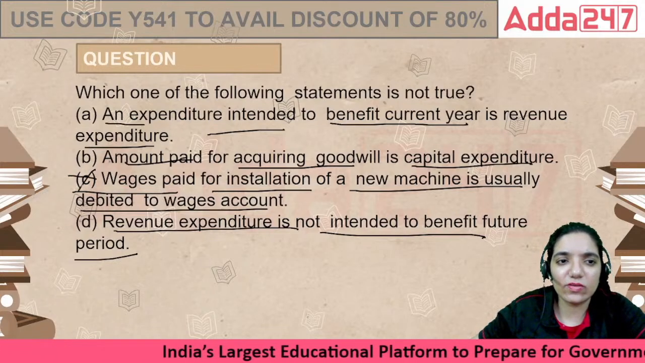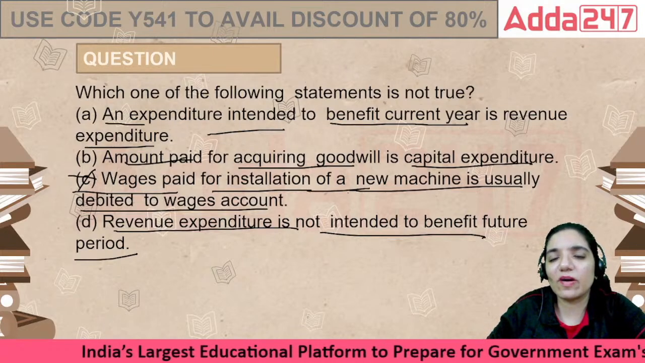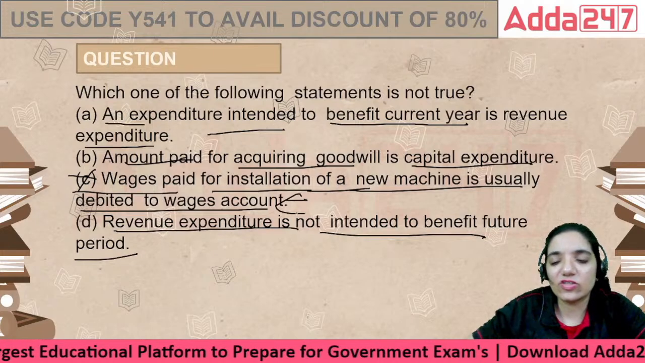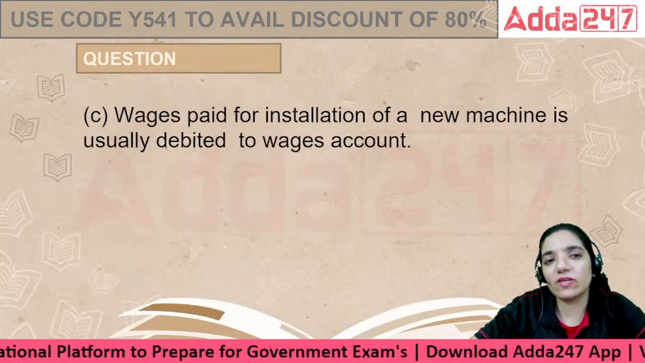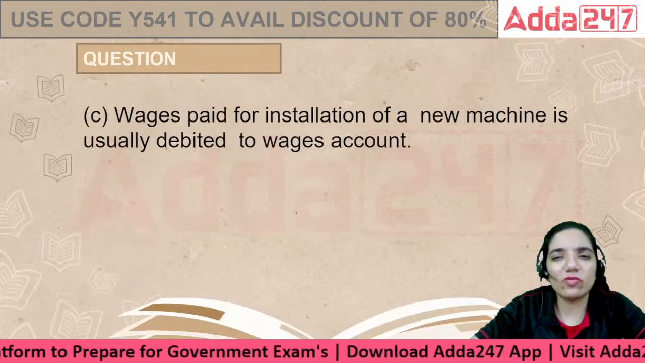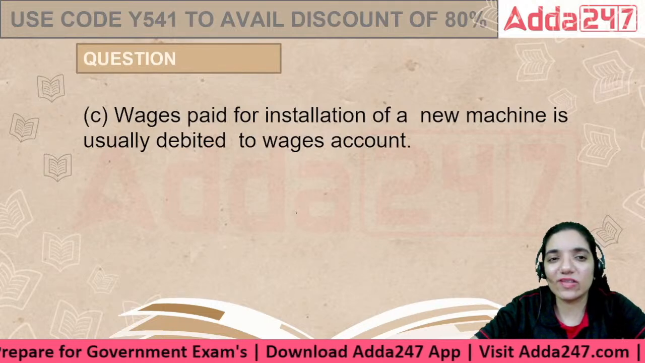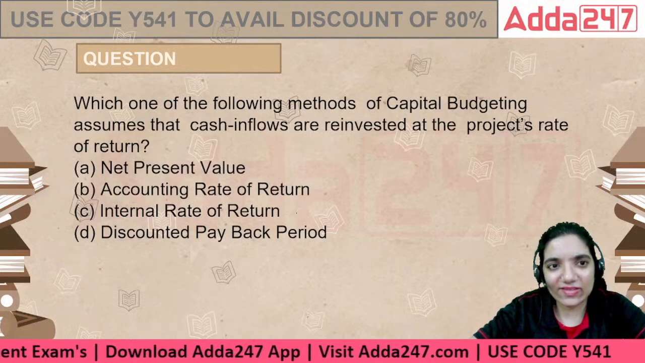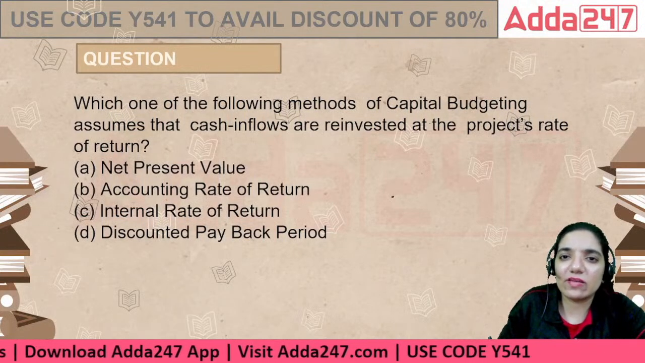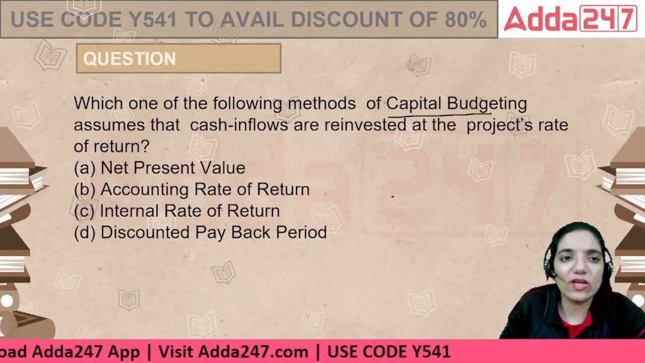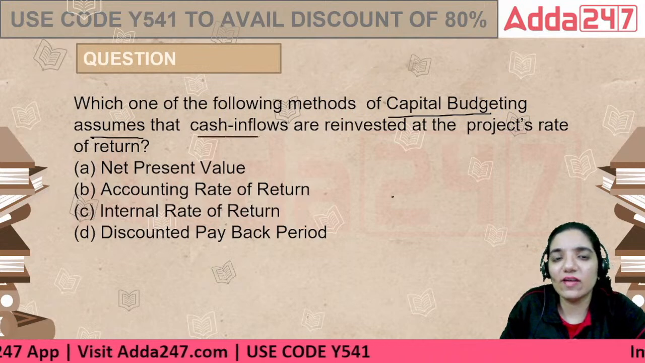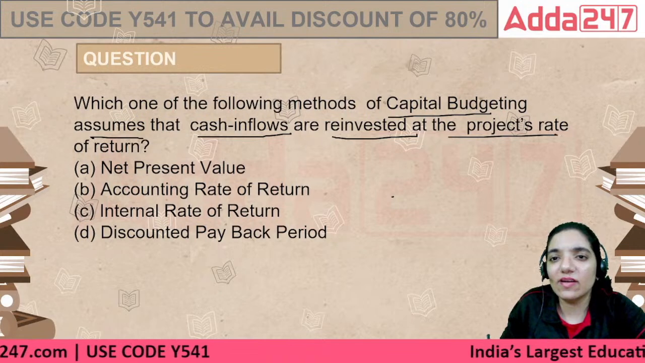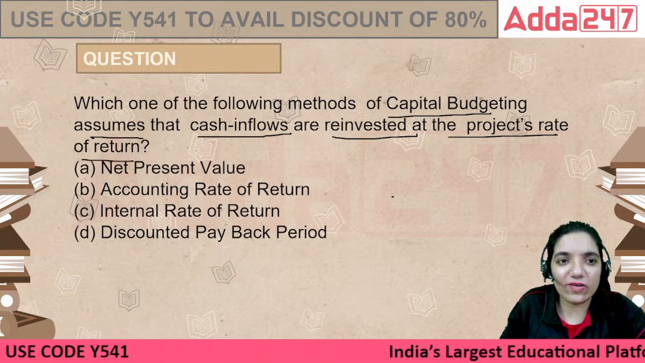This is not true. Wages for installation is a part of the capital expenditure, not a part of the revenue expenditure. So I think C will not be a part of it at all. Wages paid for installation of new machinery is usually debited to the wages account. It's a part of the machinery account. It's not a part of anywhere else. C is wrong. Which of the following methods of capital expenditure assumes that the cash flows are reinvested at the project's rate of return?